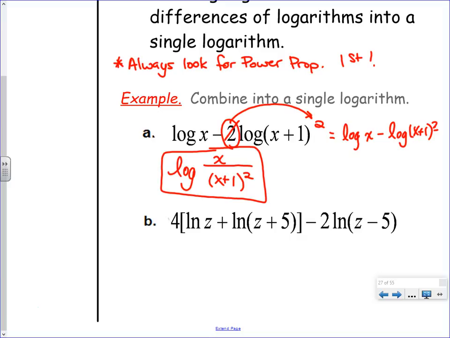The minus gets changed into a what? Division, but careful, common mistake. I'm going from expanded logs to a single log, right? So when you read a minus, you have to eliminate a log and make a division, okay? Log of x minus log, eliminate the log, make a division, x over x plus 1 squared, done. It's condensed, it's a single logarithm, and we're good to go.